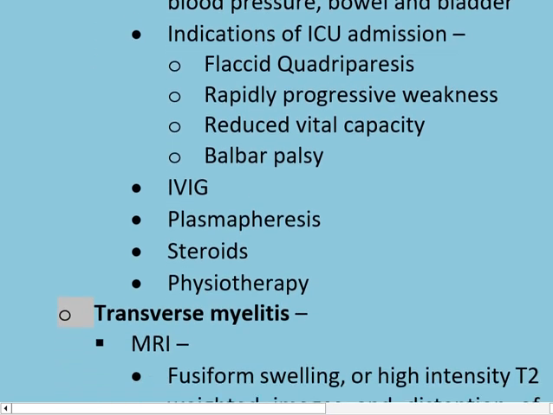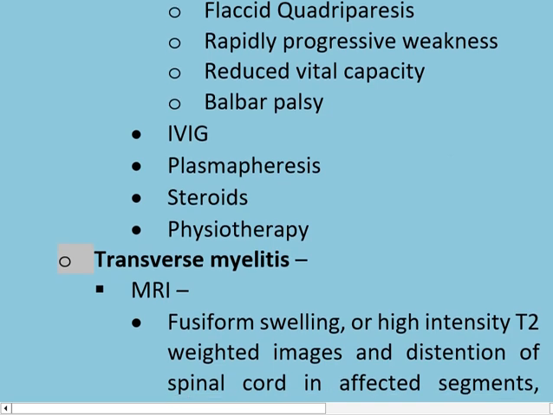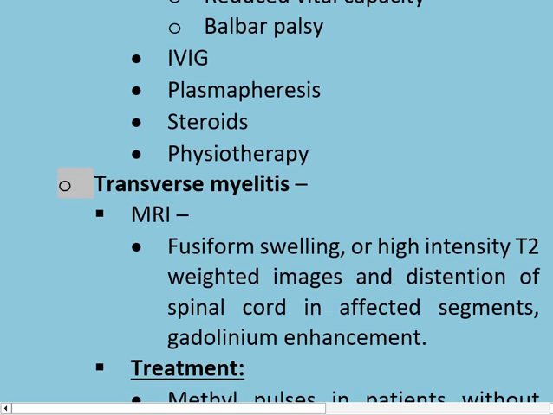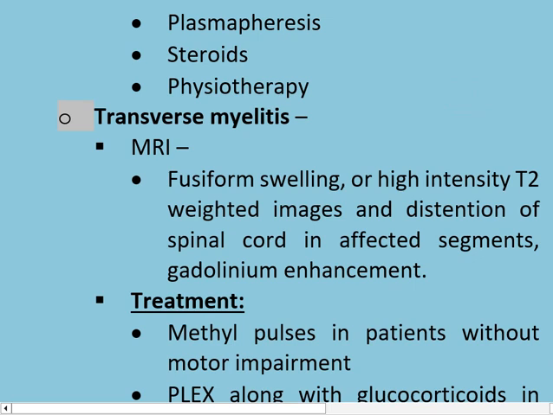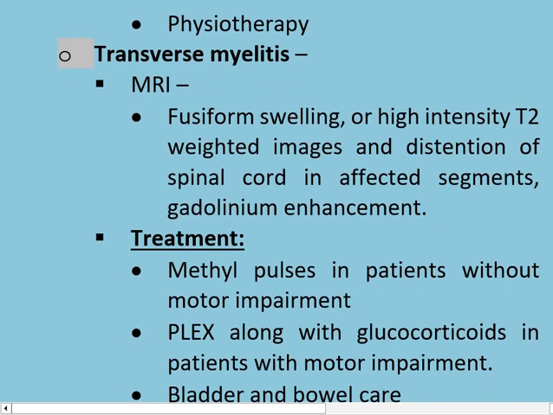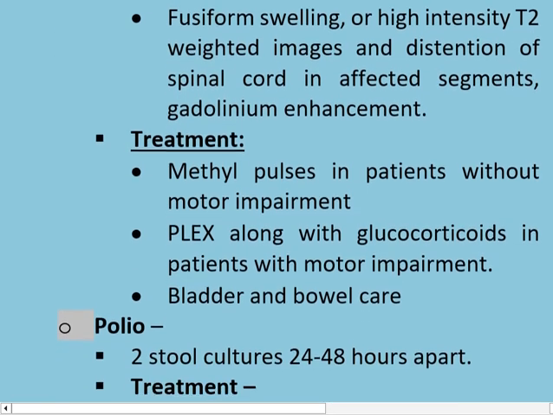Then there is transverse myelitis. The MRI findings are fusiform swelling or high intensity on T2 weighted images and distension of the spinal cord in affected segments, gadolinium enhancement. Treatment is methylprednisolone pulses in patients who have no motor impairment, while plasma exchange along with glucocorticoids is given in patients with motor impairment. Then bladder and bowel care.